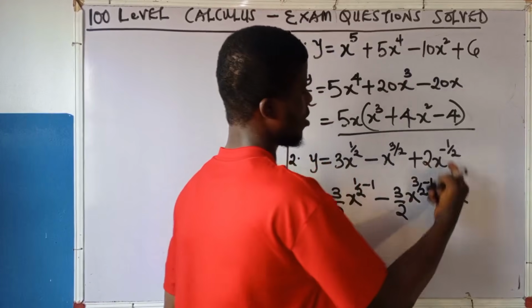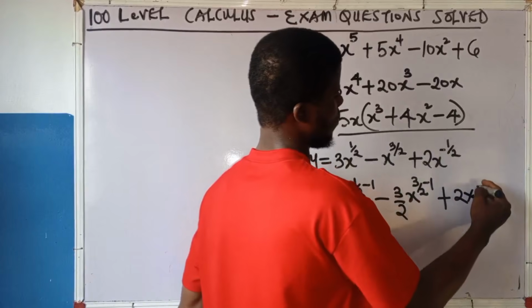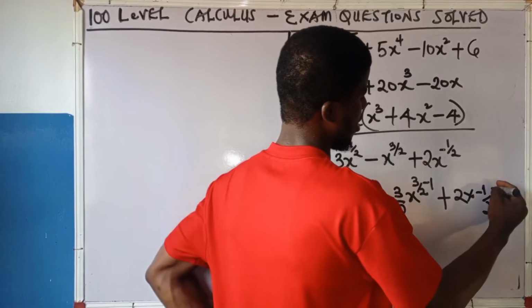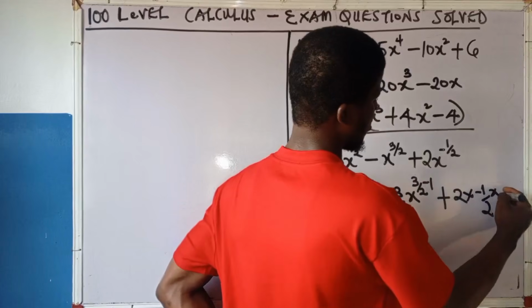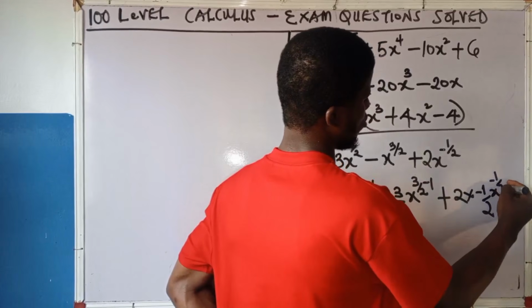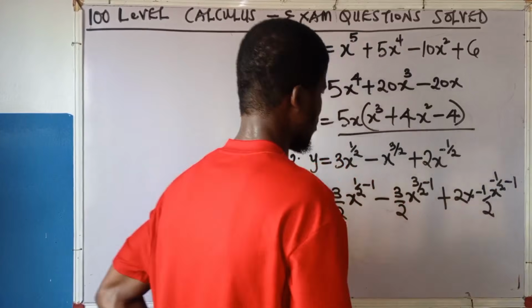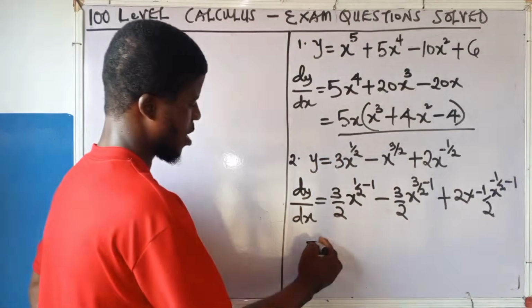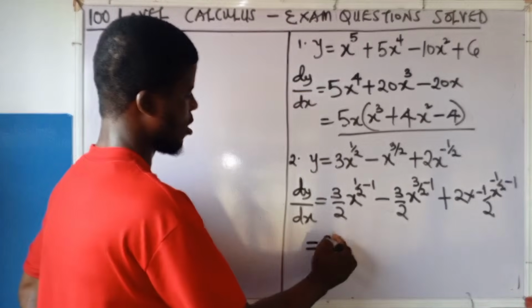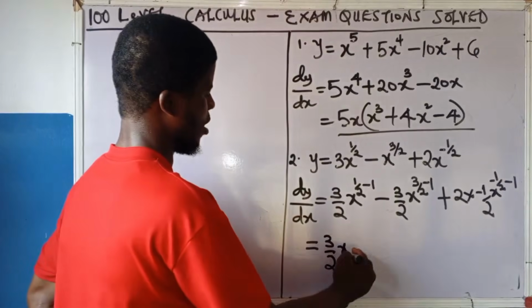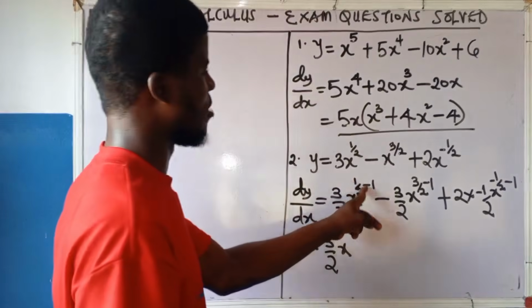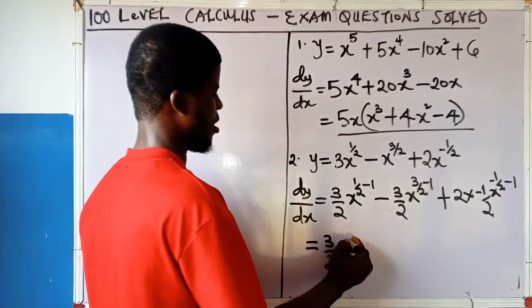2 is here before. Multiplied by the minus 1 over 2. Then write the 1 over 2. Write the x, and do minus 1 over 2 minus 1. Alright, so you must be very careful. So we have dy/dx equals 3 over 2 times x to the power of half minus 1 is minus half.